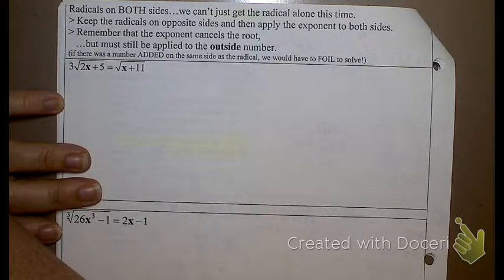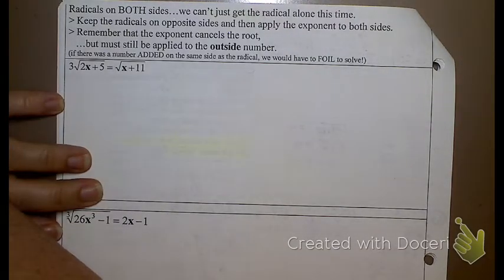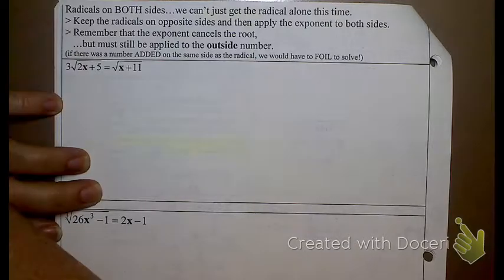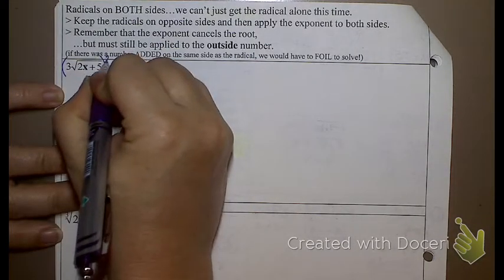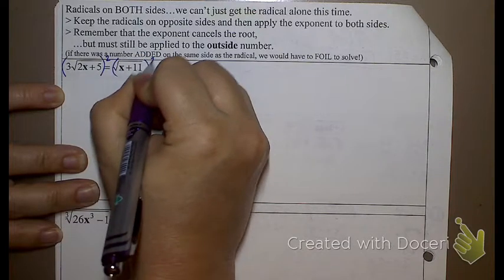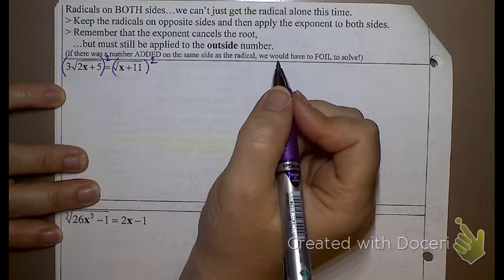When I have 2 radicals, if I can't get both of them by themselves, then I need to at least get one by itself. Is one of them by itself? Yes. So as soon as one of them is by itself, I can square both sides. Am I going to have to check my answer? Yes, because this is an even index.